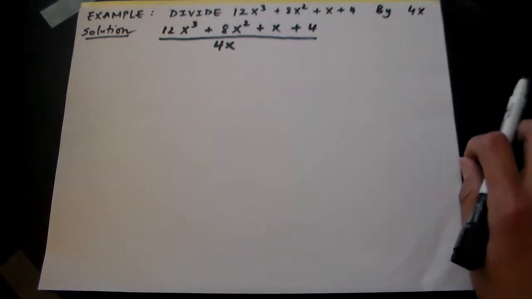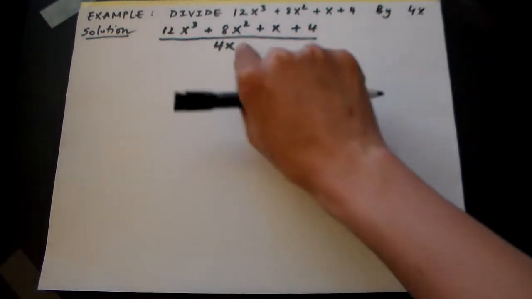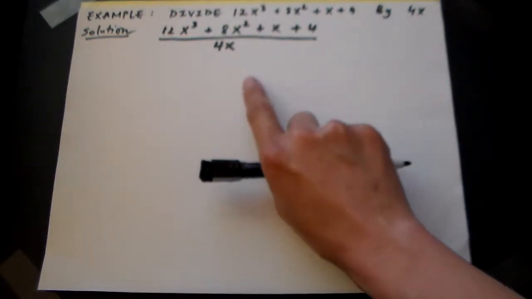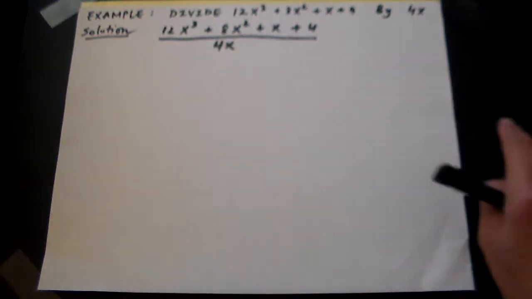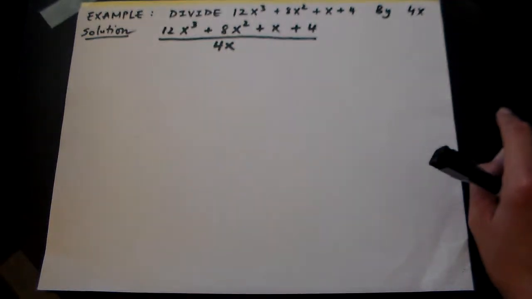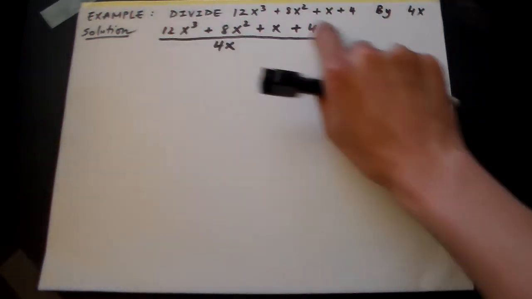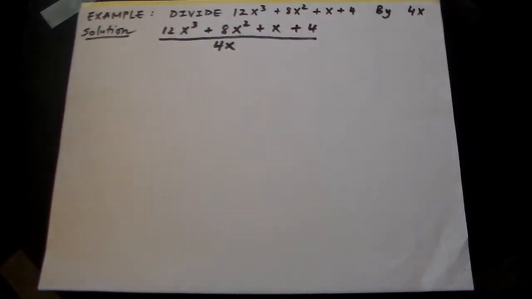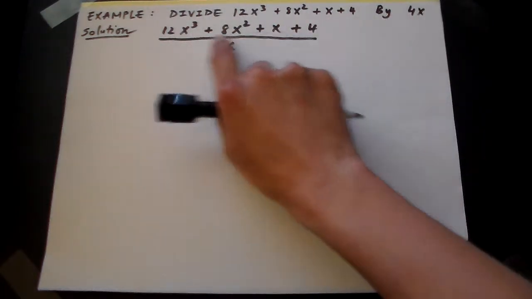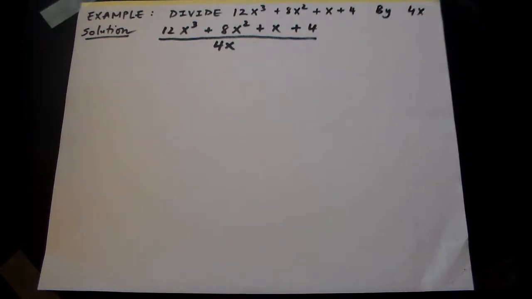4x. As you see, this denominator has only one term because there's no plus or minus sign before or after it. The numerator has 4 terms and we call it a polynomial. It has more than one term. To divide this one fraction, we will divide each term of the numerator by the monomial, or the denominator, 4x.